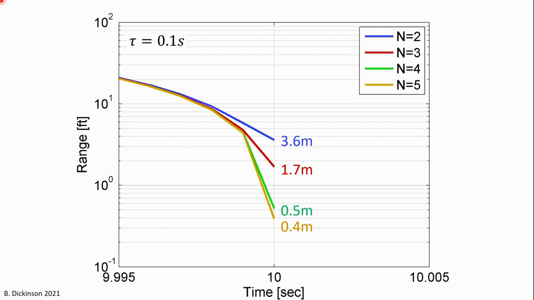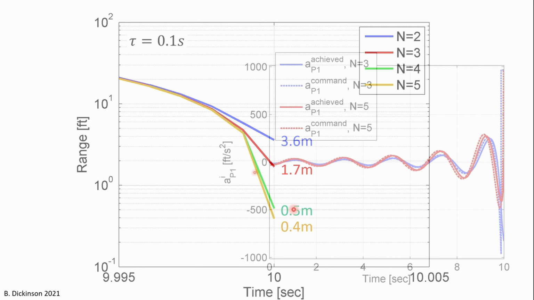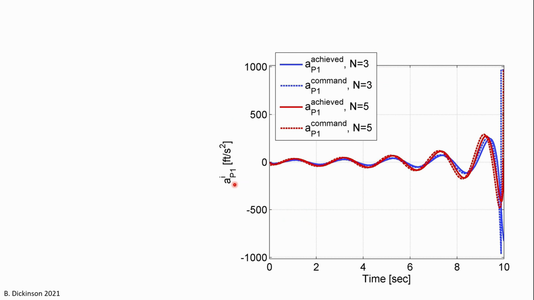Now again, range versus time in the final milliseconds before time to go equals 0. This is for a constant pseudopilot time constant of 1/10 of a second. And here are 4 different navigation gains where we see the decreasing trend in miss distance with increasing navigation gain. Here's a plot of downrange acceleration versus time over the full engagement, where acceleration commanded and achieved is shown for N equals 3 and N equals 5.